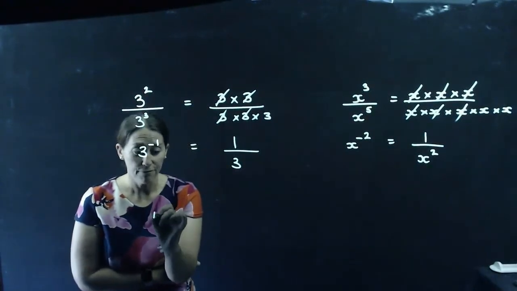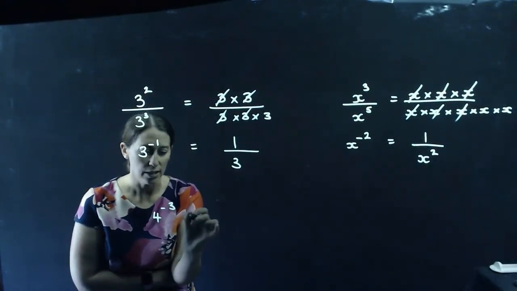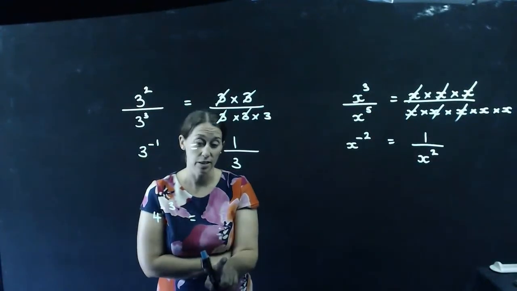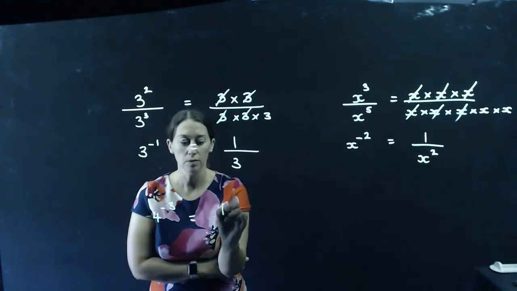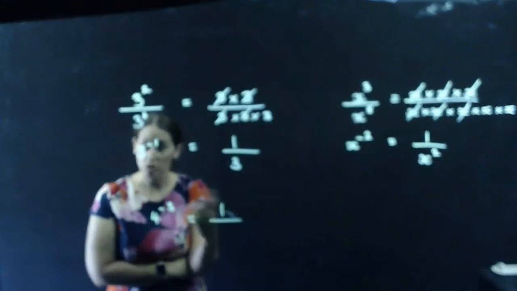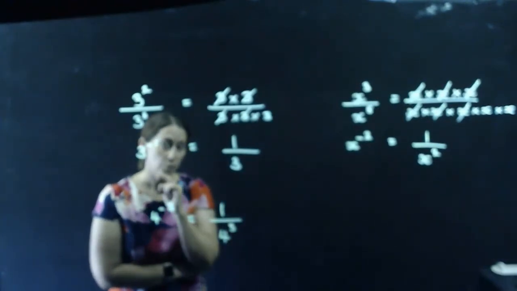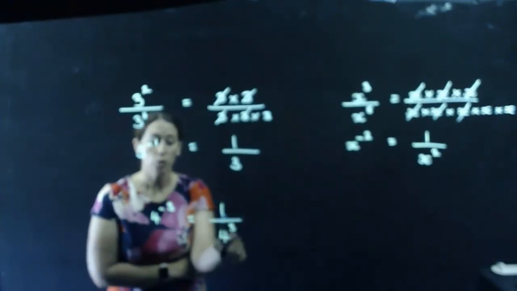Let's look at 4 to the power negative 3. Okay, the negative tells me it belongs on the denominator, so therefore it's 1 over, and we're looking at just the positive power, 4 cubed. So 4 to the power negative 3 is equivalent to 1 over 4 cubed.